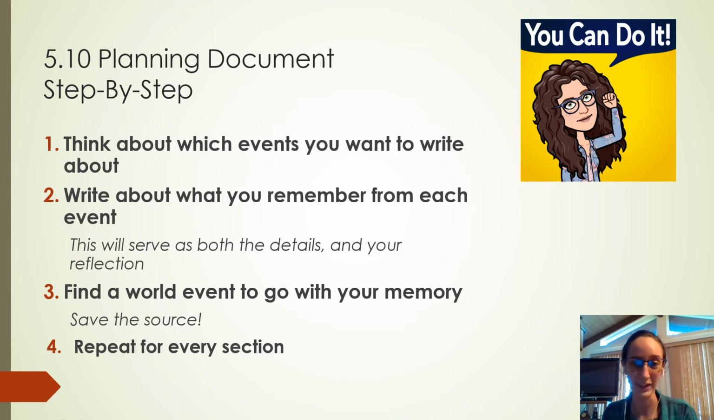So step 1, think about which events you want to write about. Step 2, write about what you remember from each event. Step 3, find a world event to go with your memory. And step 4, repeat that for every single section.